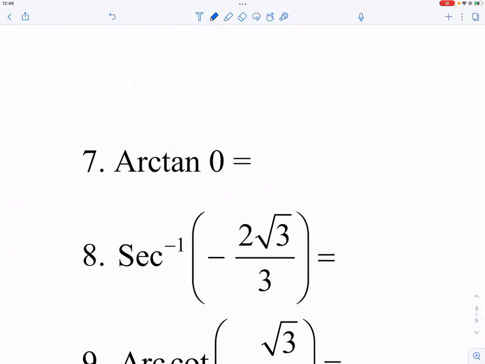Number 7. What's tangent of what angle will give you 0? Tangent of 0 gives you 0.